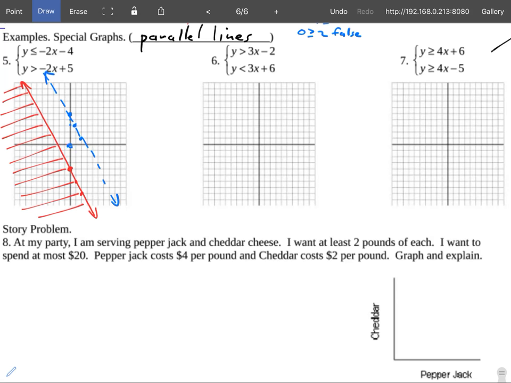Again, we're going to test 0, 0 in here really quickly. We plug that into the bottom inequality right here. Well, that's going to give us 0 is greater than 5. That's false. So since we picked 0, 0 and it was false, we need to shade the other side of the blue line. So we're going to shade this side. Now remember, the solutions on these problems are the double shaded region.